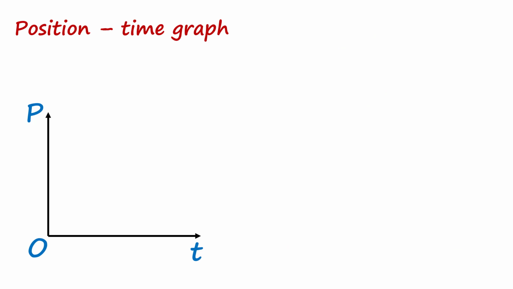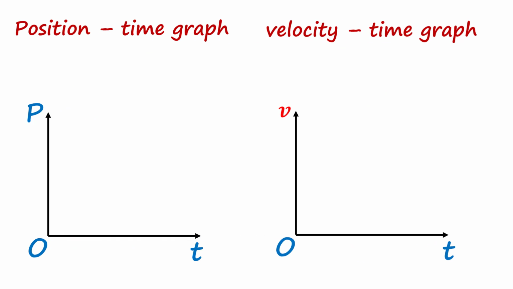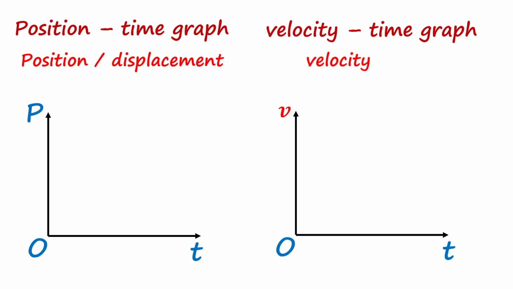Thus, you can easily translate from a position time graph to a velocity time graph. All you have to do is replace the body's position or displacement with velocity and its velocity with acceleration.